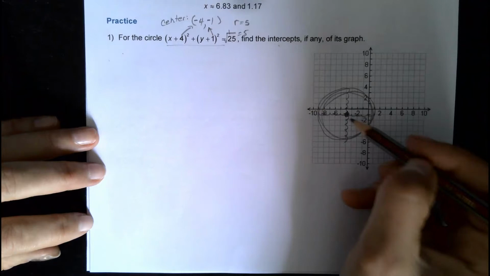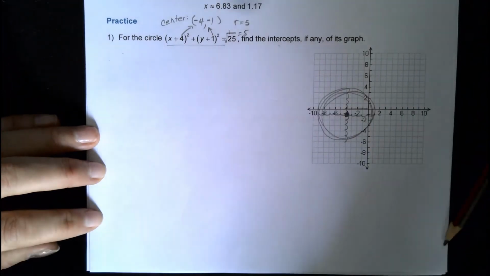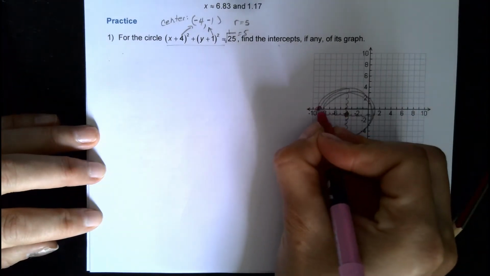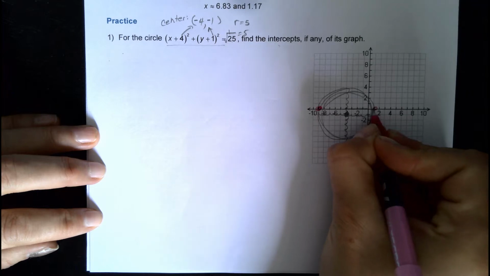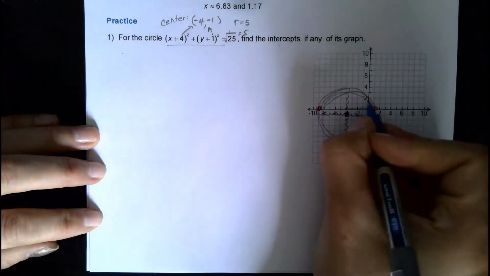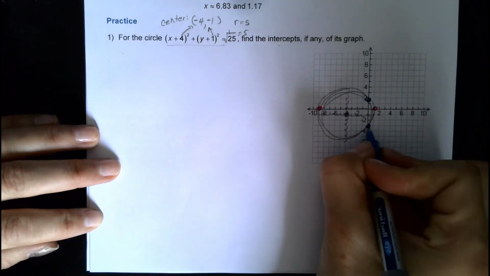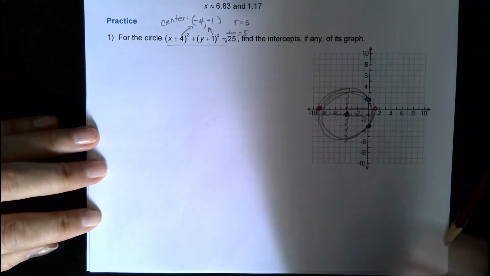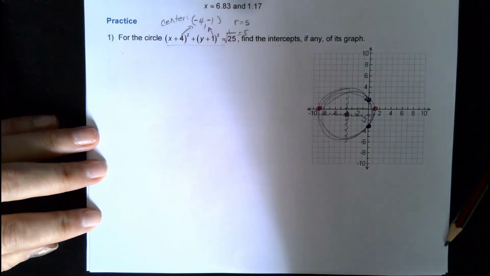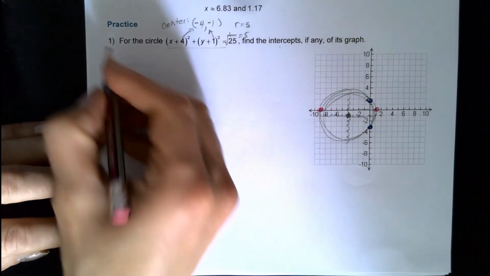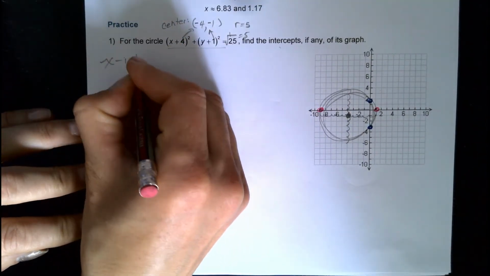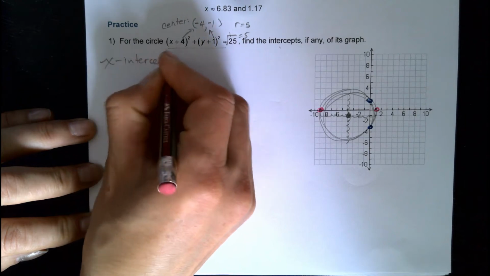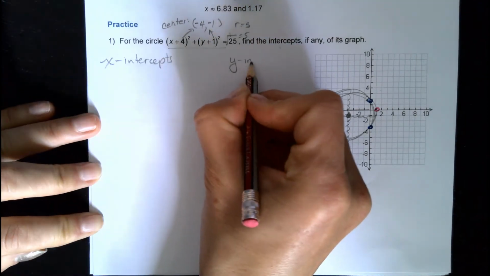So you can see that it intercepts the x-axis somewhere here and here. And somewhere here and here, it intercepts the y-axis. All right, so we have 4 points to find. Okay, so let's find the x-intercepts, and then we're going to find the y-intercepts.